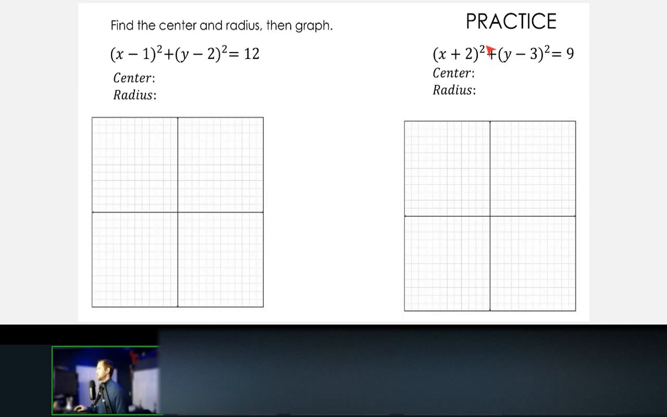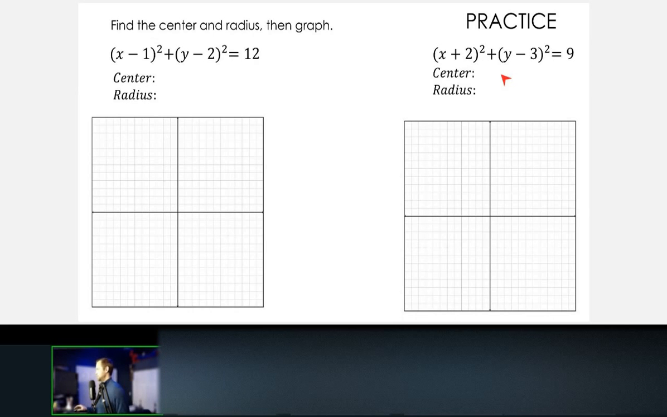We have x plus 2 quantity squared, and then we have y minus 3 quantity squared equals 9. All right, this one is super straightforward. So think about this. Based on the standard form, what is the center coordinate? Go ahead and put it in chat. What do you think the center coordinate is?